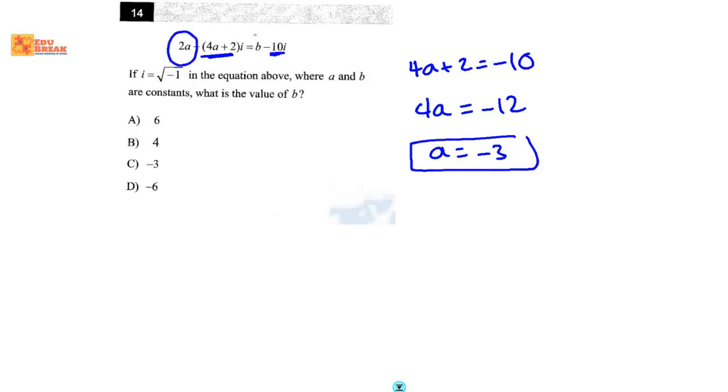Also, we can compare between 2a and b. We have b equals 2a. It means b equals 2 times negative 3, which equals negative 6. So the answer is D. Next question. Question 15.